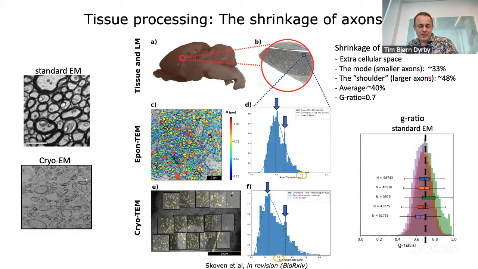We can then also estimate the G ratio here. For now, I only show this for the standard EM, and this is a number of animals, and you can see they all overlap here with a G ratio of about 0.7, which is expected from the literature. But all the literature is also based on the same way of electron microscopy. So the G ratio, and we have some shrinkage we need to correct for.